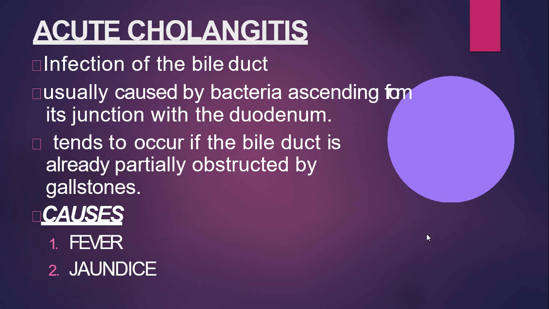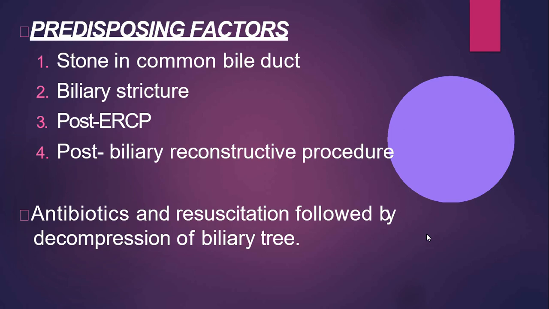Now in malignancy there is progressive jaundice, so you get a palpable gallbladder but without tenderness. Acute cholangitis is infection of the bile duct, usually caused by bacteria ascending from its junction with the duodenum. So it tends to occur if the bile duct is already partially obstructed by gallstones. Now this patient will have fever and jaundice. So there is Charcot's triad: if the patient has jaundice, fever with chills, and pain in the right hypochondrium, that is known as Charcot's triad.